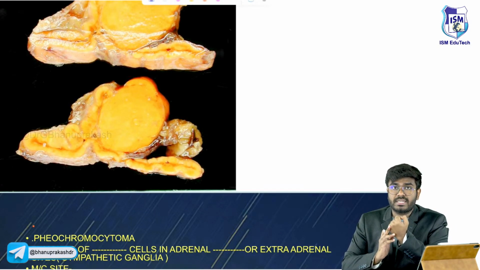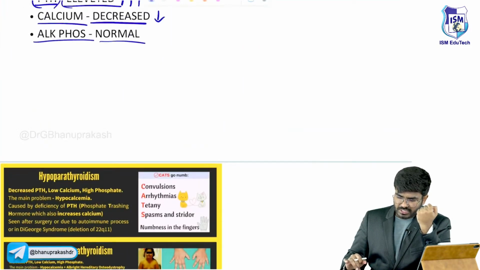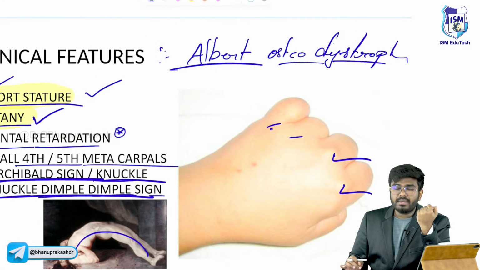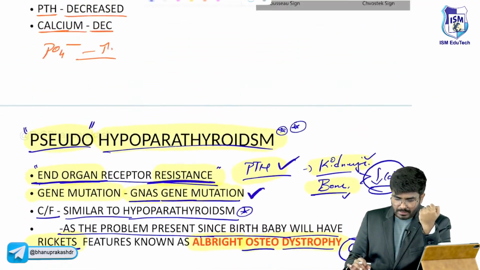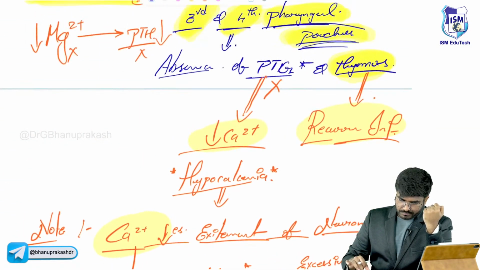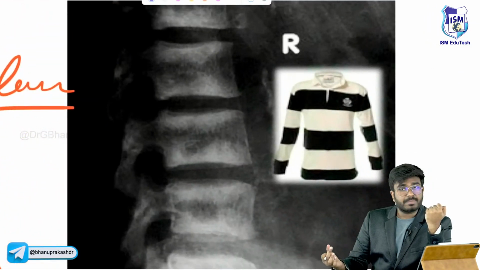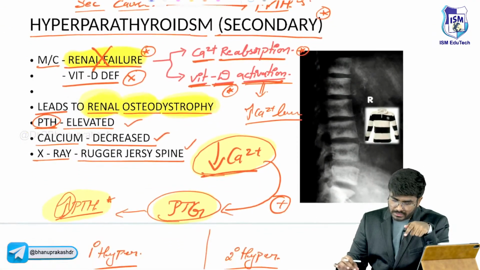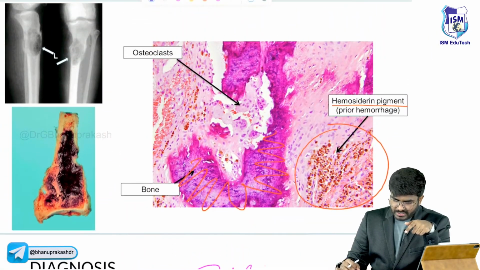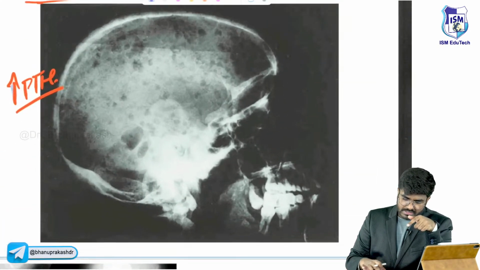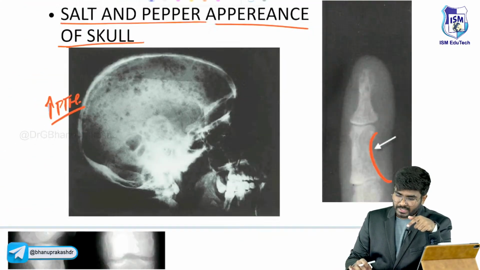Important is knuckle dimple sign, rugger jersey spine. Image based question. Just as a recap, opisthotonos position is seen in severe hypocalcemia, tetany; knuckle dimple sign, Albert's osteodystrophy. Next, Chvostek sign, Trousseau sign. Next, rugger jersey spine is seen in secondary hyperparathyroidism. You can see osteitis fibrosa cystica, brown tumors. This is salt and pepper appearance of the skull seen in primary hyperparathyroidism.